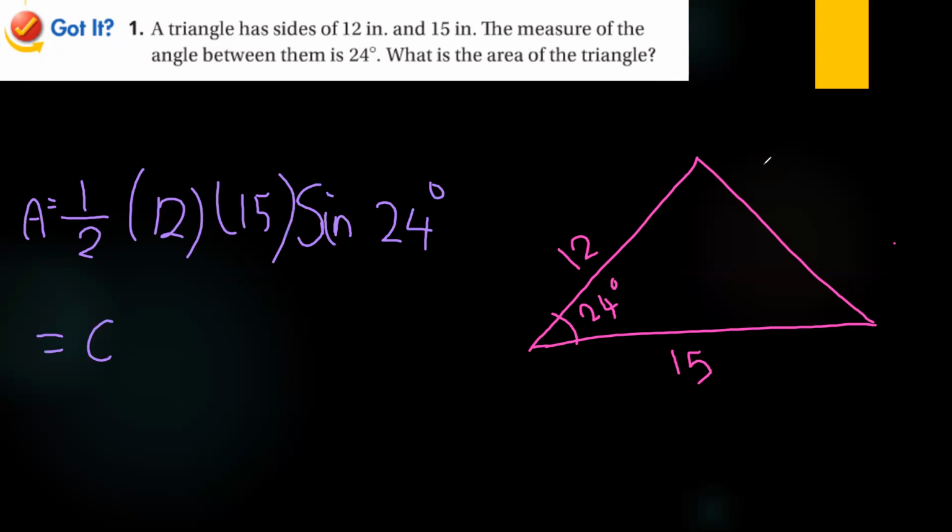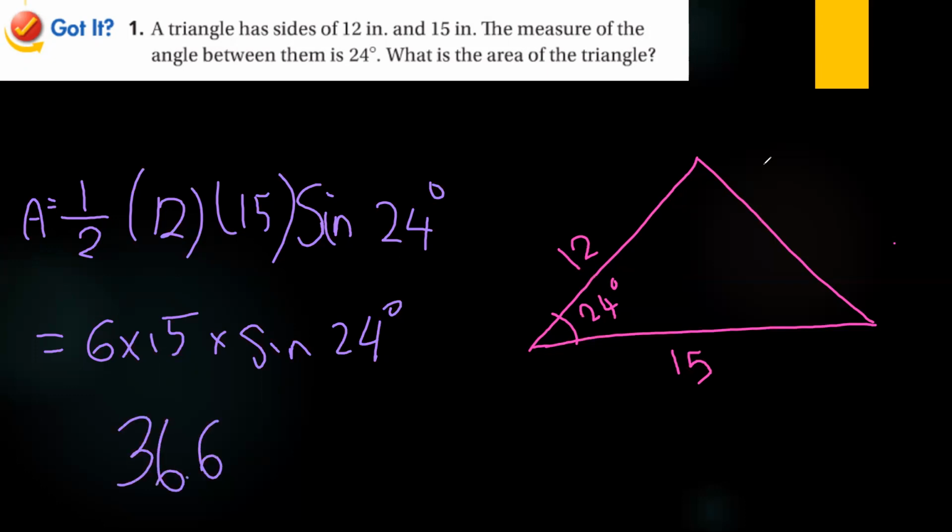Then 6 times 15 times sine 24. Now, sine 24 will be 0.4, times 15 times 6. You get the answer as 36.6, and the unit here is inches squared. This is here the first part of our lesson, how to find the area of the triangle. Be careful that they must be two sides and the included angle.